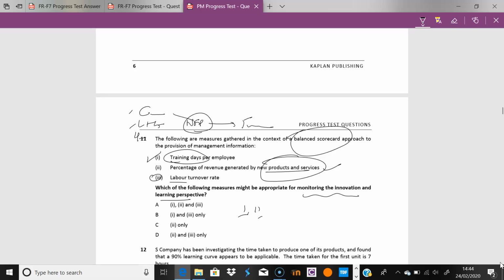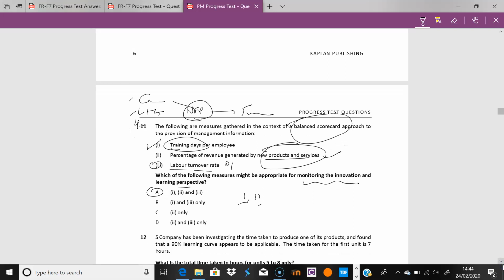I picked up on the fact that you have labor rate turnover, and here we see that if you do have a high labor rate turnover, then you can expect that people are probably not developing as well as they should. So the answer here is A, 1, 2, and 3.